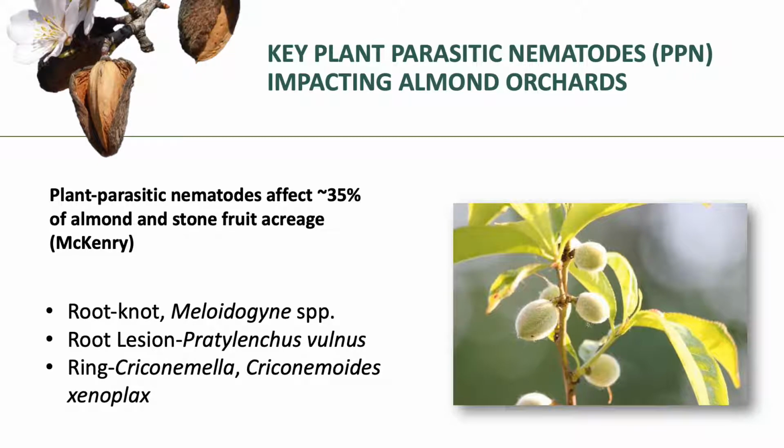Plant parasitic nematodes are microscopic roundworms that feed on plant tissues. On almond, the most notorious species live in soil and roots. There are three top key plant parasitic nematodes that infect almond. This includes root knot nematode, Meloidogyne species, varying from javanica and incognita, root lesion nematode, Pratylenchus vulnus, as well as ring nematode. Plant parasitic nematodes are known to affect roughly 35% of almond and stone fruit acreage.